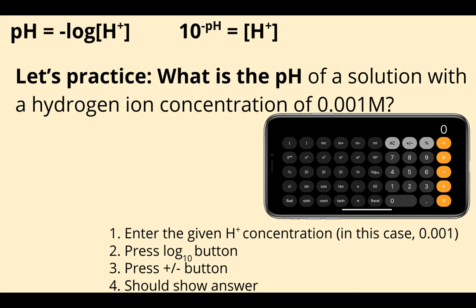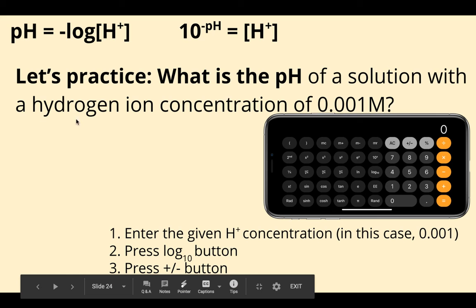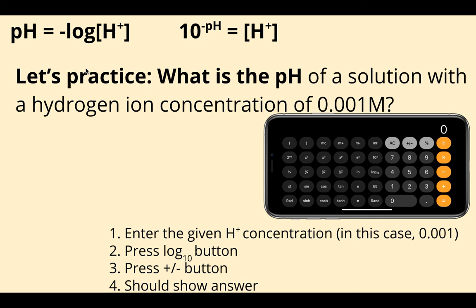All right, let's see if we can use it to solve the other way. If given the hydrogen ion concentration, can we find pH? And so in this case, we will use the first equation, that the pH equals the inverse log of the hydrogen ion concentration. So again, we're going to use your phone calculator if that works for you. Turn it sideways, and then the first thing you want to do is enter the hydrogen ion concentration. In this case, it's 0.001. Then you're going to press that log 10 button.